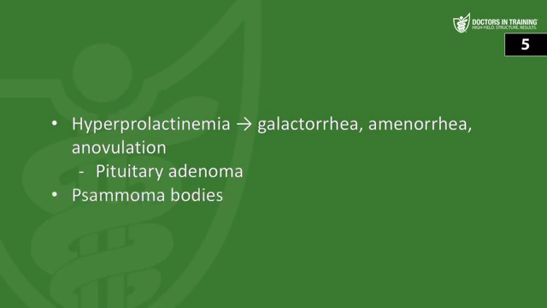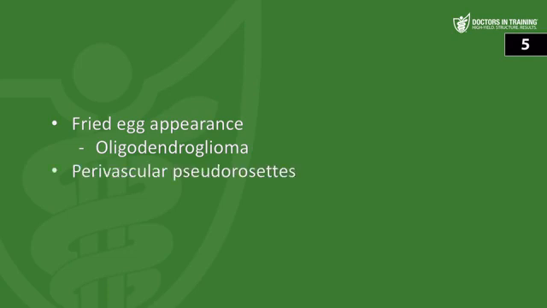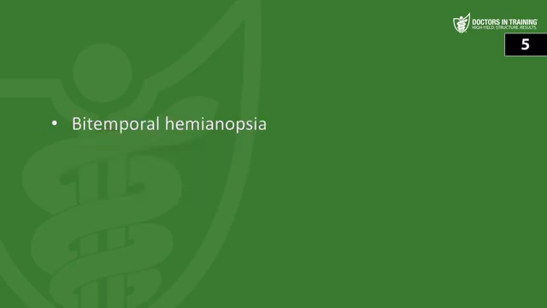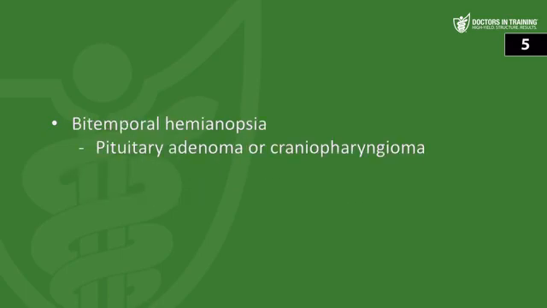Next, we have psammoma bodies. That's going to be a meningioma. Fried egg appearance. That's going to be your oligodendroglioma. Perivascular pseudorosettes. That's going to be the ependymoma. Bitemporal hemianopsia. That's going to be your pituitary adenoma pressing on the optic chiasm. Also, think in pediatric patients, the craniopharyngioma.